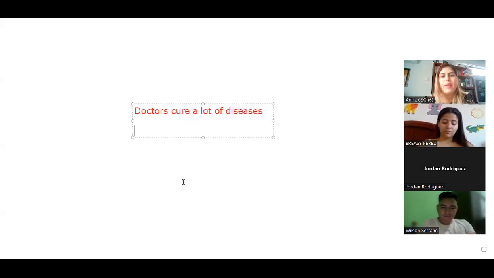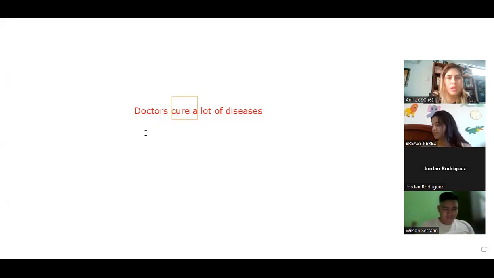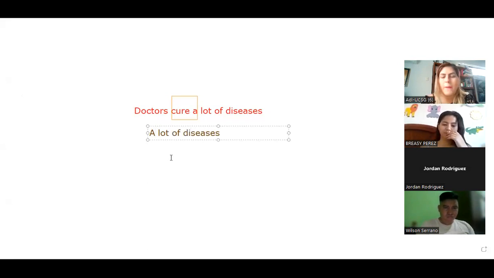So how do you change to passive voice? First, you have to find the verb. We were analyzing that. In this case, the verb is cure. After you find the verb, what is after the verb becomes the subject. So we say now, a lot of diseases. And then you have to find if the verb is in present or in past.